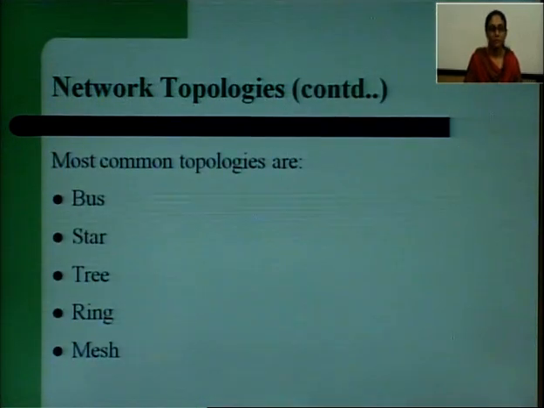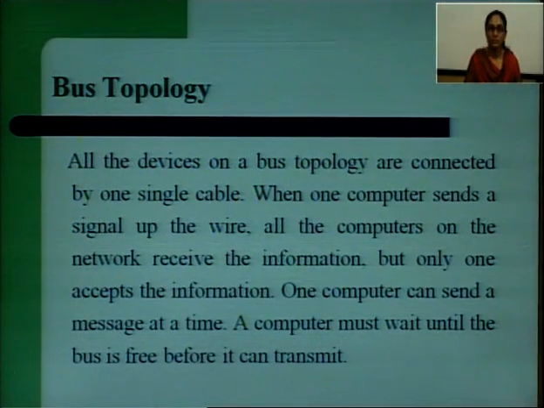The most commonly used topologies are available. The most common topologies: first one is the bus topology, second is star topology, third is tree topology, fourth is ring topology, and fifth one is the mesh topology. Every topology has its own advantages and disadvantages. Which topology is going to be used depends upon the user's requirement and how the data transmission is done between the computer network. So suppose we have to use the first topology, that is the bus topology.